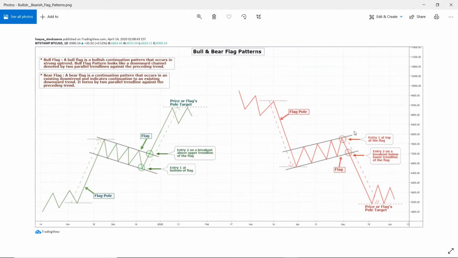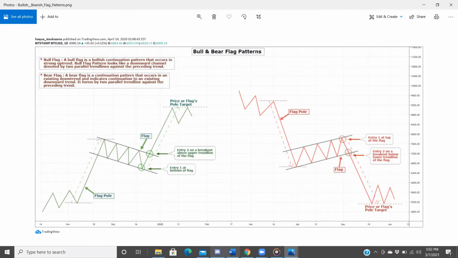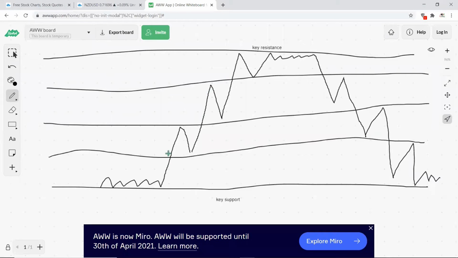Yes. And do you understand the point that I'm showing right here? The pole must break through a resistance or support, and respect it as support, right? Correction, right here: break through support, respect it as resistance. You getting that point? Yes.